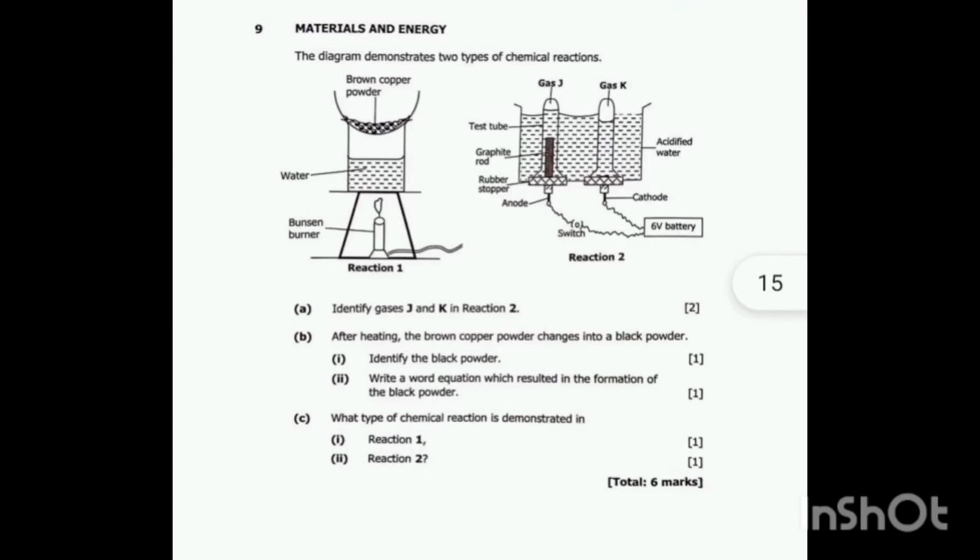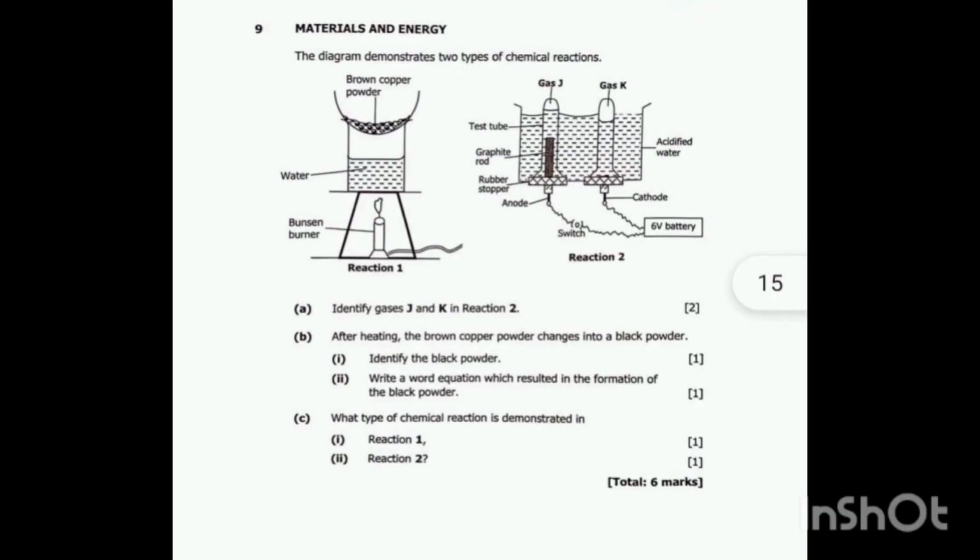Okay, so let's look at the 2024 Grade 9 external Integrated Science Paper 1. Question number 9, a question on materials and energy, specifically under a subtopic called chemical reaction. The diagram demonstrates two types of chemical reactions. So we have reaction 1 and reaction 2.